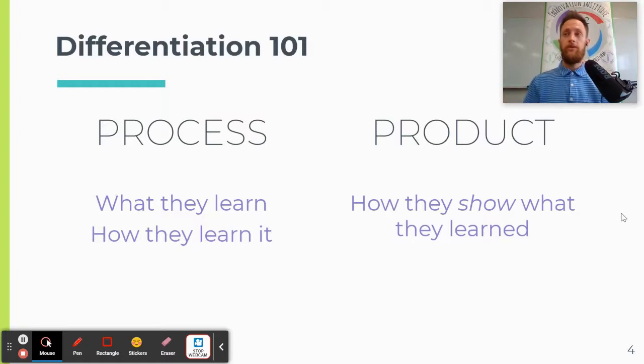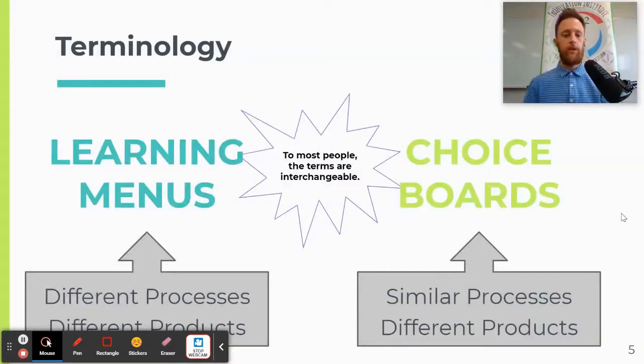Maybe they don't all just write a paragraph. Maybe they don't all just shoot a video. Maybe they don't all just make a Google Slides. Maybe they get some choice in what they produce. That's the heart of all this, is coming down to how you can change up the process and or the product so students have choice.